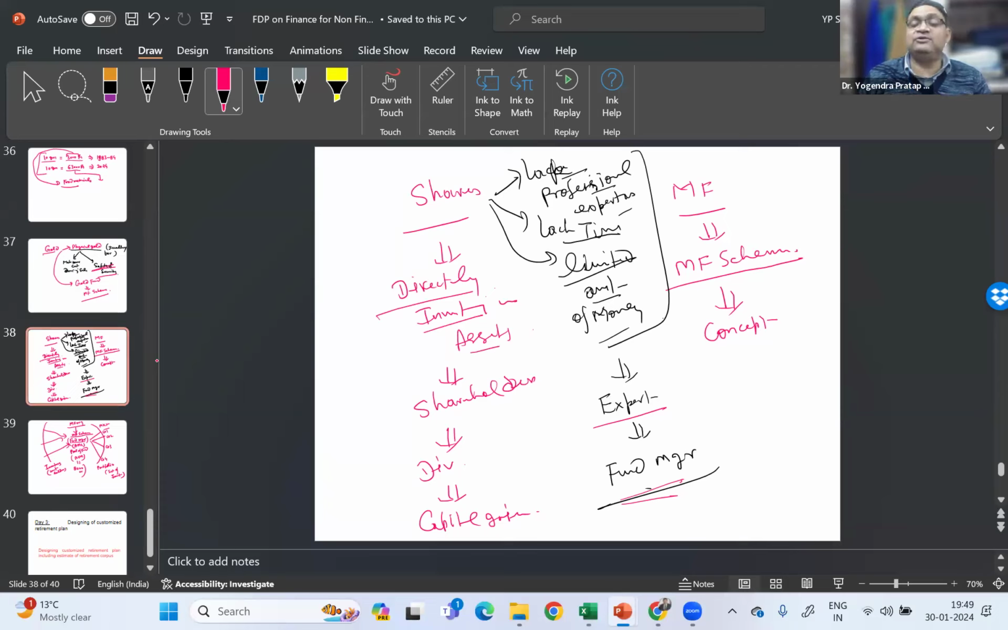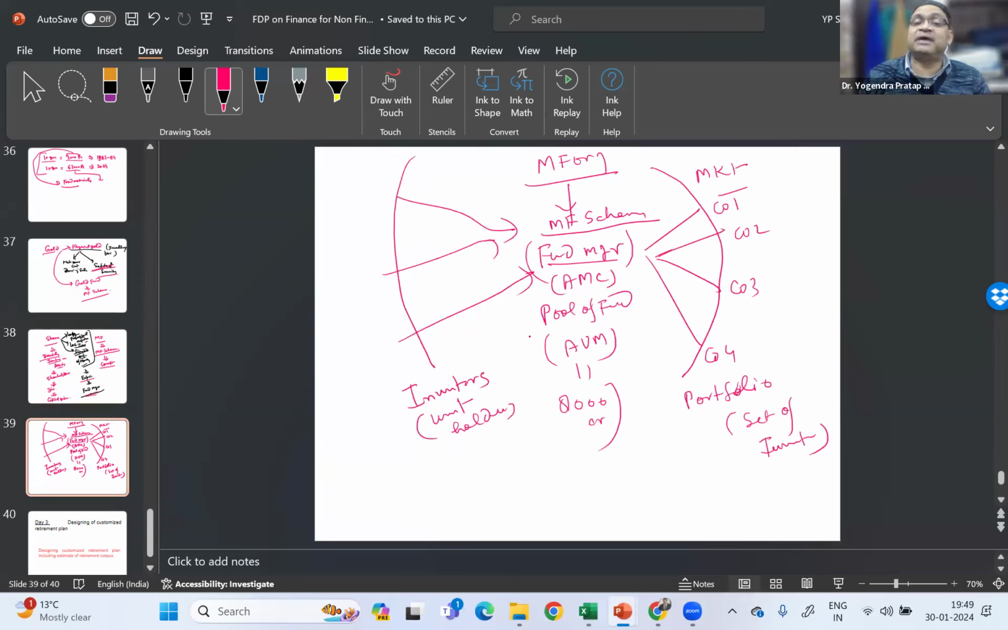But when you invest in a mutual fund scheme, you are investing into the concept. Money is invested in the market by the fund manager, not you. You are the investor. You are not directly approaching the market. You are approaching the market via the fund manager. So I think this is clear.